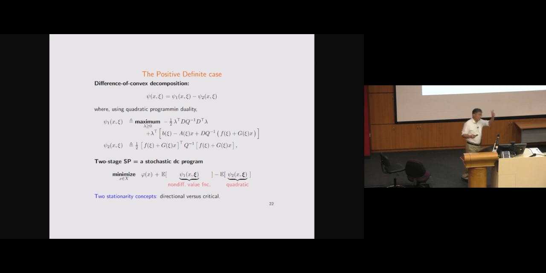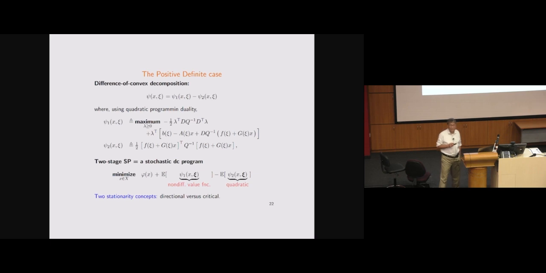And there are two kinds of stationary concepts. There's the kind that is based on the directional derivative, because it's directionally differentiable. So we can talk about the so-called directional stationary point based on the one-sided directional derivative. That kind of directional derivative is very nice. It's very sharp. However, the drawback is that it's not easy to compute.